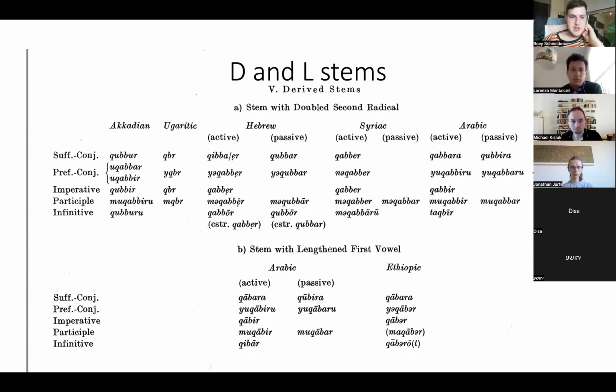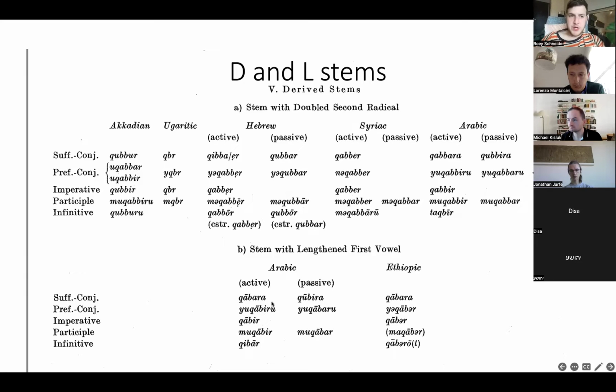We can see the most characteristic vocalic pattern for this stem is the u-a-e. We can see that in the participle and in the past in Akkadian. We don't really see it in Hebrew, but maybe. But in Arabic, we see it also in the future and the participle. Any question about that?